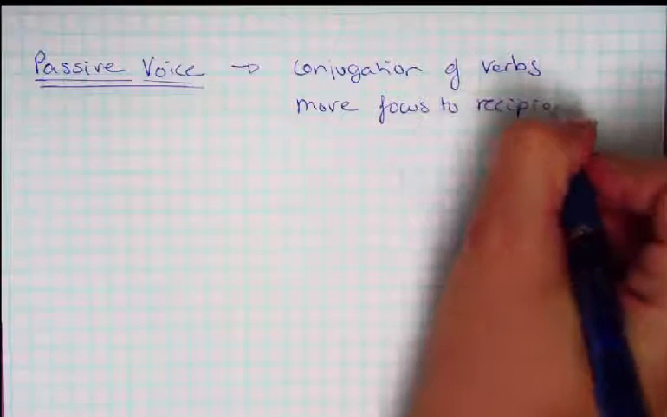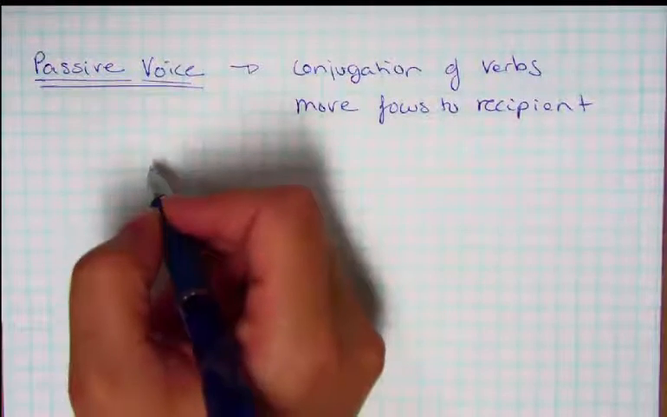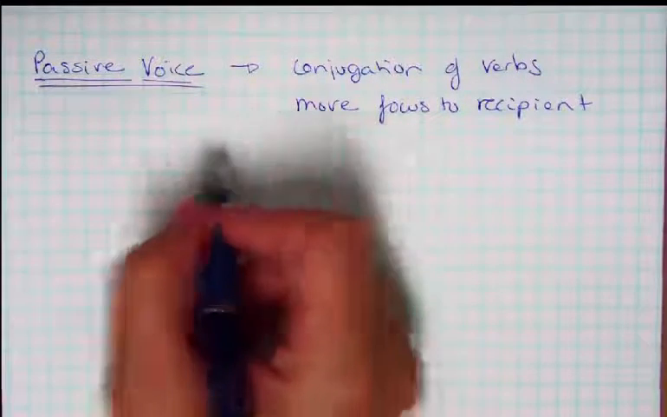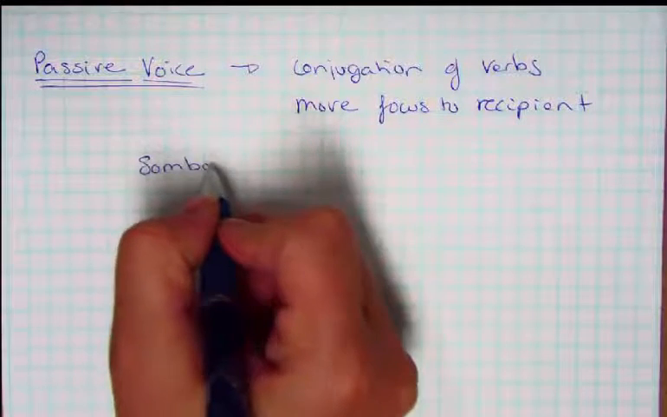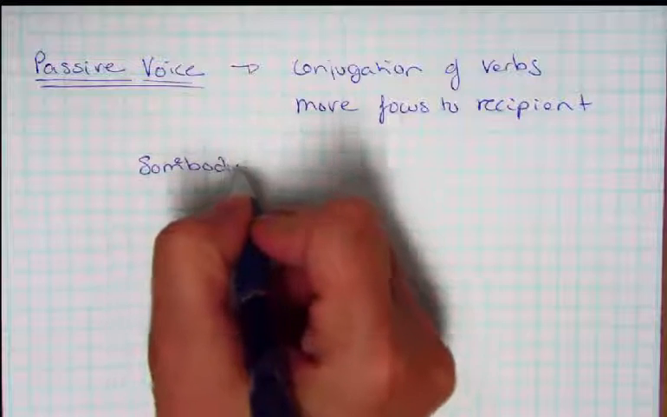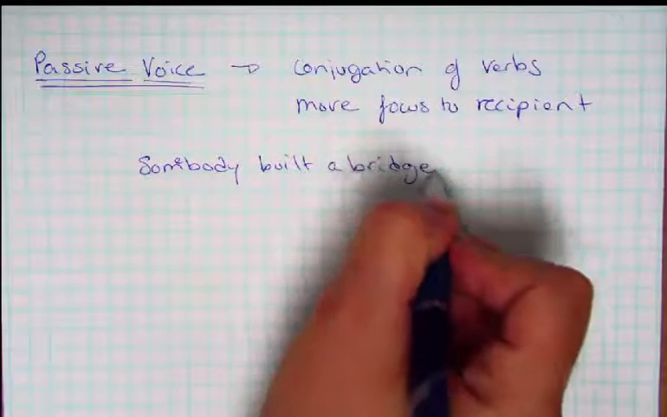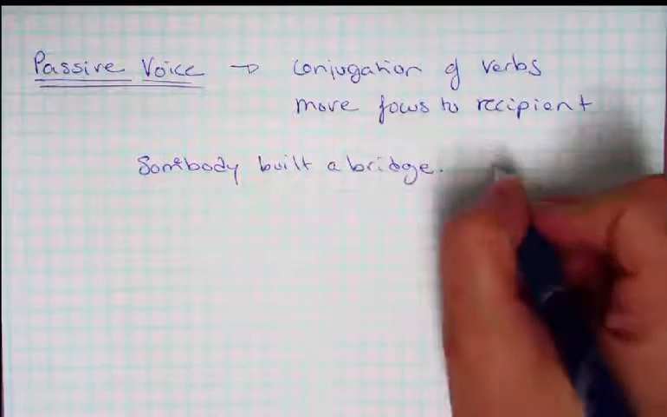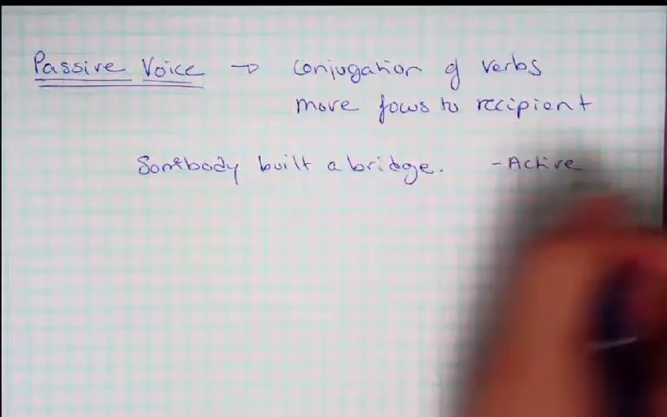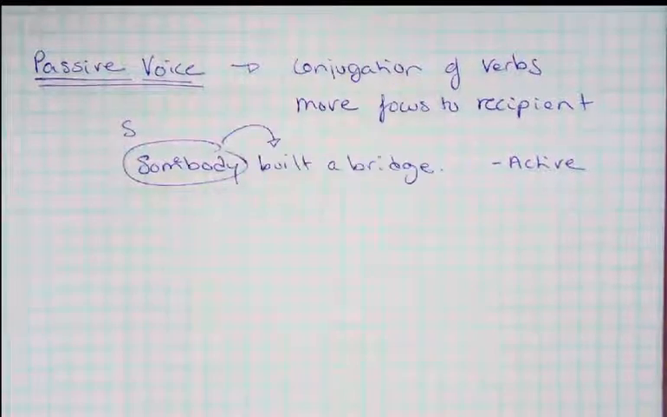So in English we do this a lot when we don't want to claim who did something. So for example, let's say somebody built a bridge. So in that sentence I just said somebody built a bridge. I of course had a subject. Somebody built a bridge. Okay, so someone built a bridge. That is an active sentence. And it's active because here's my subject and the verb is conjugated for that subject.